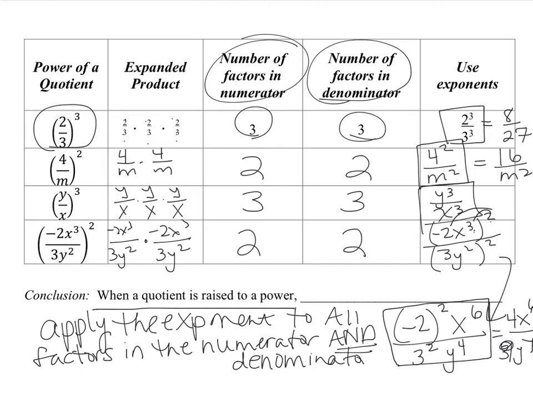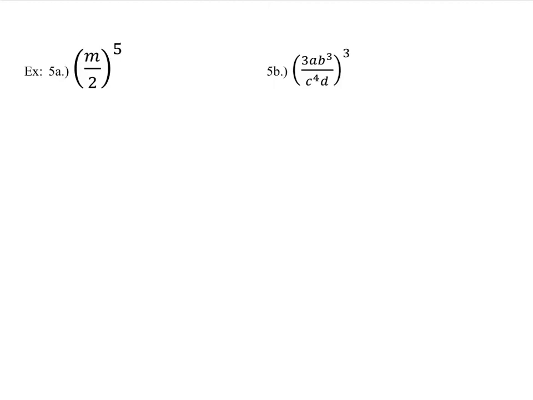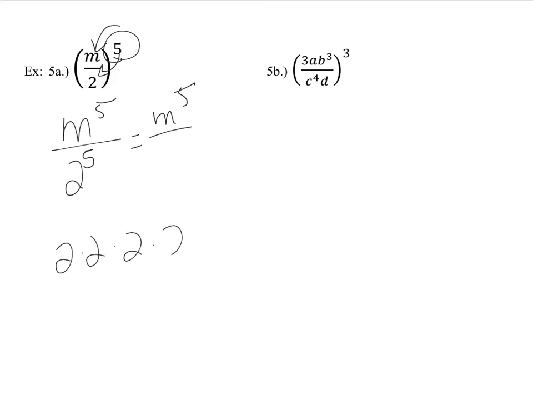All right, let's try some. Again, I encourage you to stop the video and then tune back in, see if you got them right. All right, all I do is I take that 5, you got to put it on the top and the bottom. So I'm going to make this m to the 5th over 2 to the 5th. Well, I know how to do 2 to the 5th, so let's simplify it. So in these now, I want you to fully simplify them. So we're going to do m to the 5th over, well, 2 to the 5th, 2 times 2 times 2 times 2 times 2.